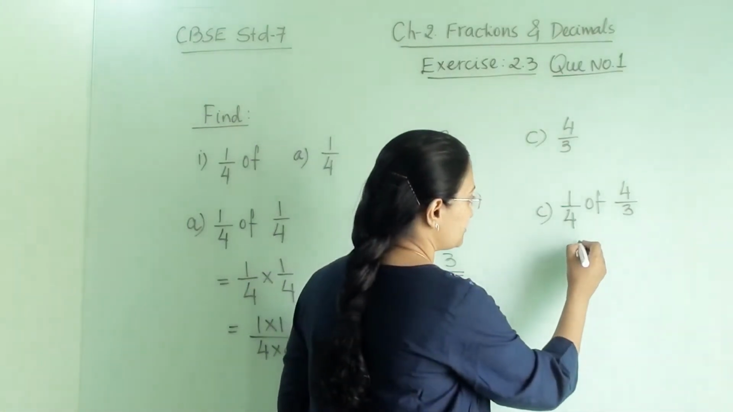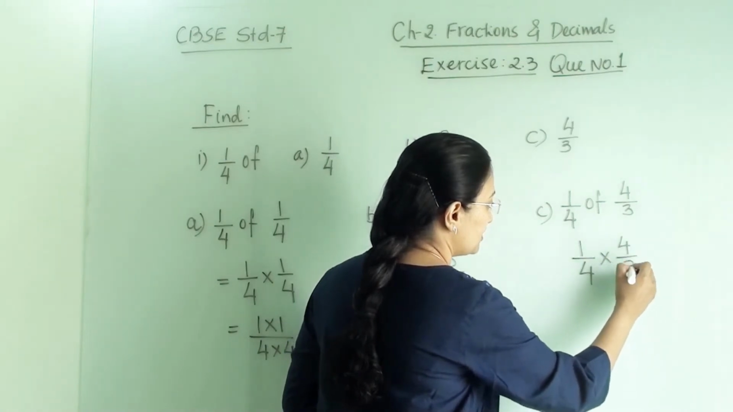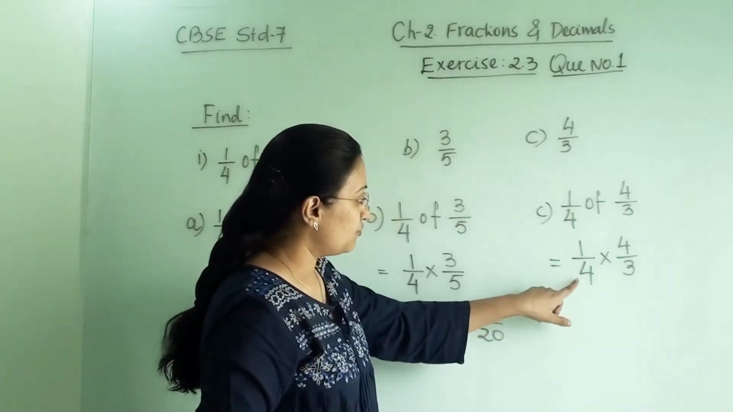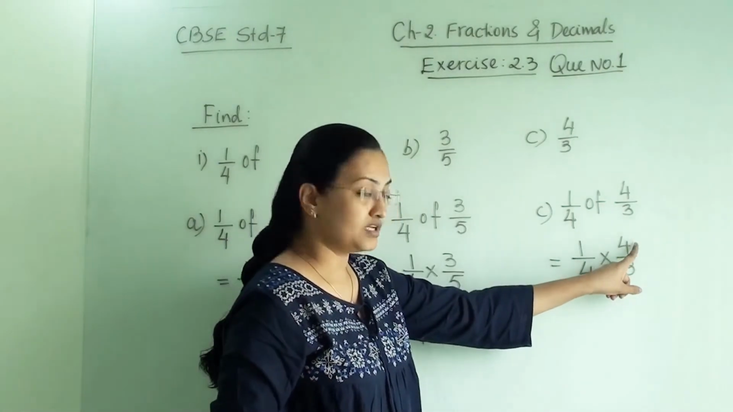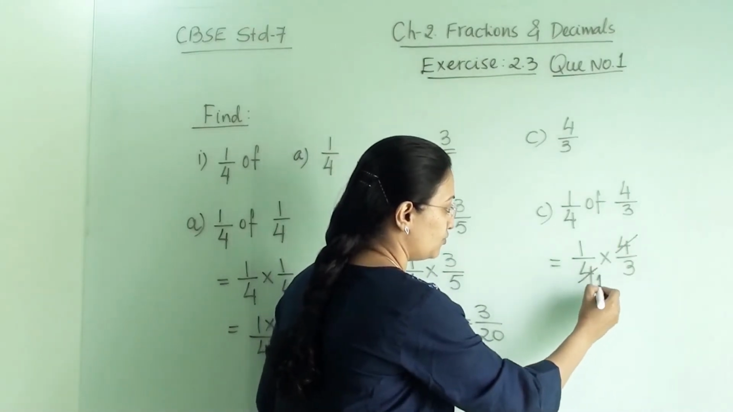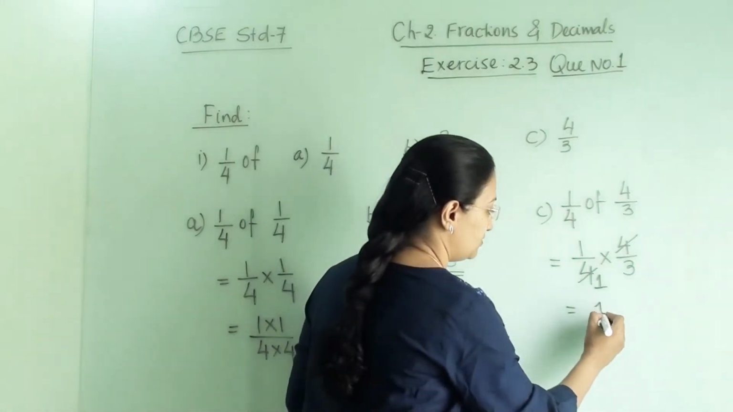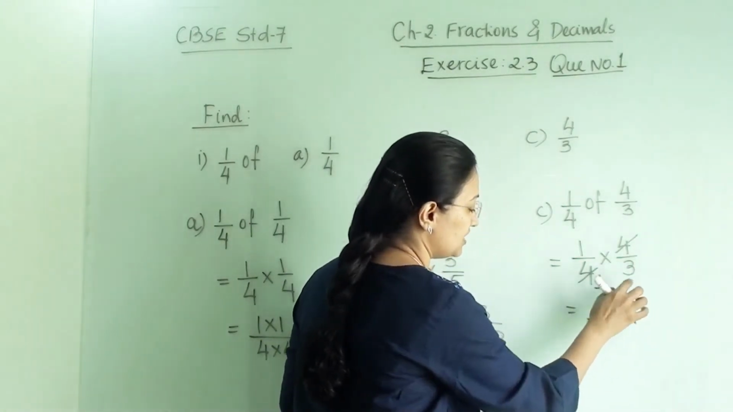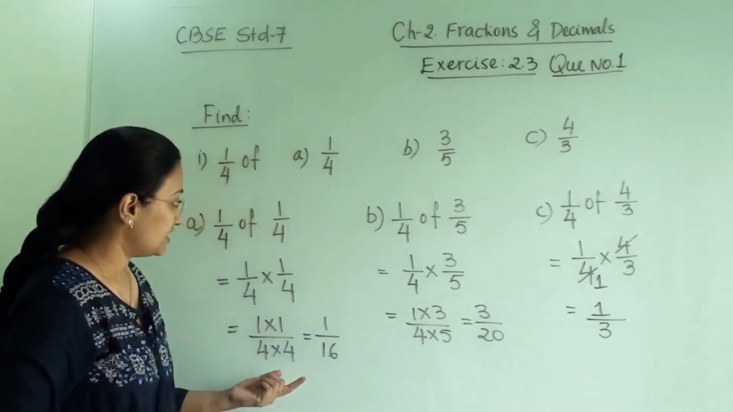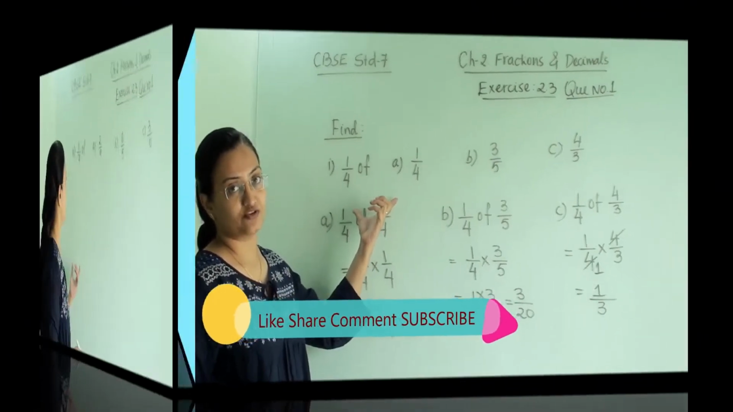Now here 1 by 4 into 4 by 3. This is our step. Now here at this step we can see that 4 is in the denominator and 4 is there in the numerator as well. So we can cut this, 4 ones are 4. So 1 is going to remain here. So here 1 will be there and here 1 into 3, 3. So this is going to be our answer. So that is how we will solve it when there is "of" in between two fractions.